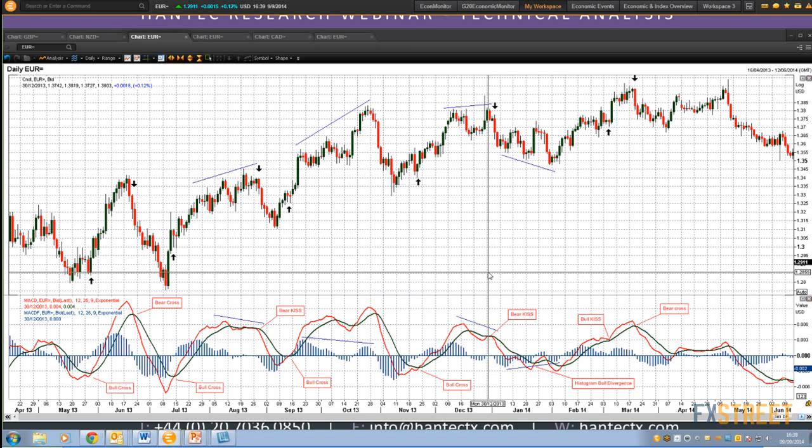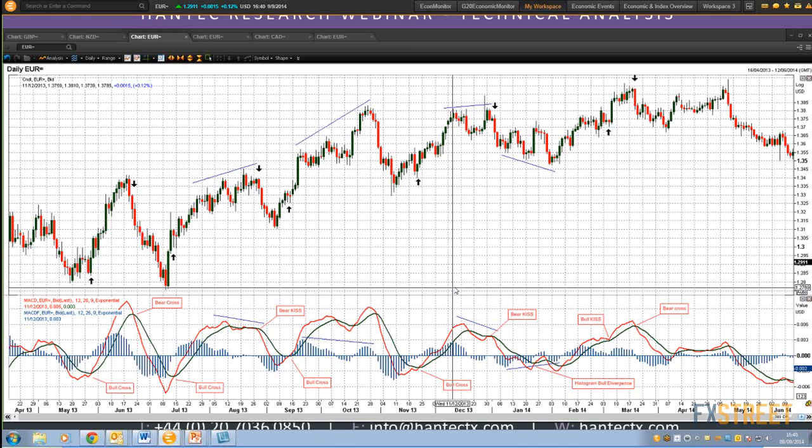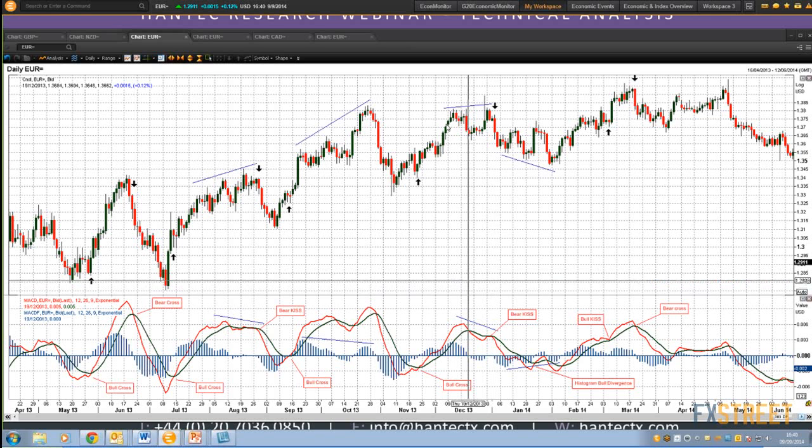However, as I said, I believe a kiss is a pretty powerful signal. It suggests basically a consolidation and a continuation within that trend. Now, having had this crossover signal here, you start to think, well, maybe there is a correction within this trend, and ultimately you do get one.